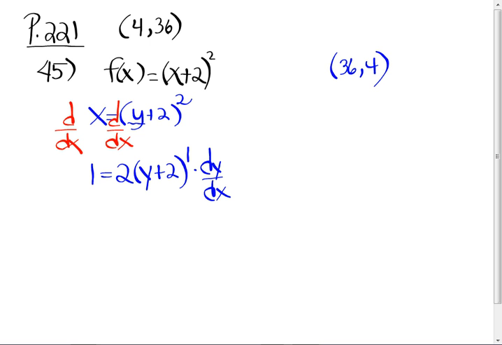Remember, if you don't have a dy dx, you're in trouble. Y is some function of x. I can actually solve for it, so you have to use the chain rule. So what's dy dx equal to? 1 over 2 times (y plus 2). It's the y coordinate. It's a blue y. So it's 4. And you know they're going to give you the other answer.